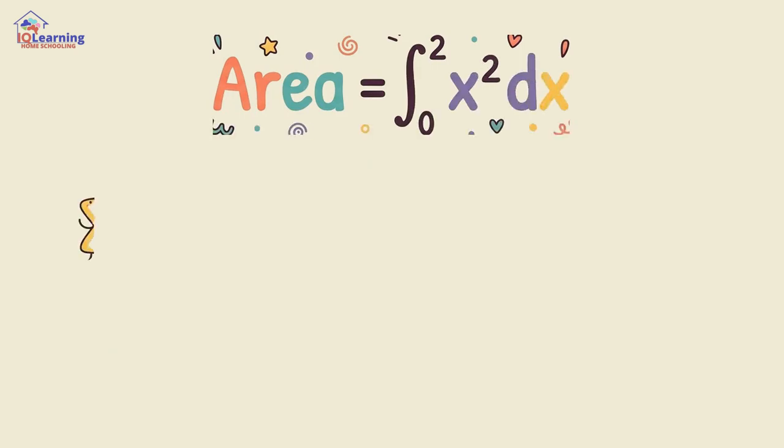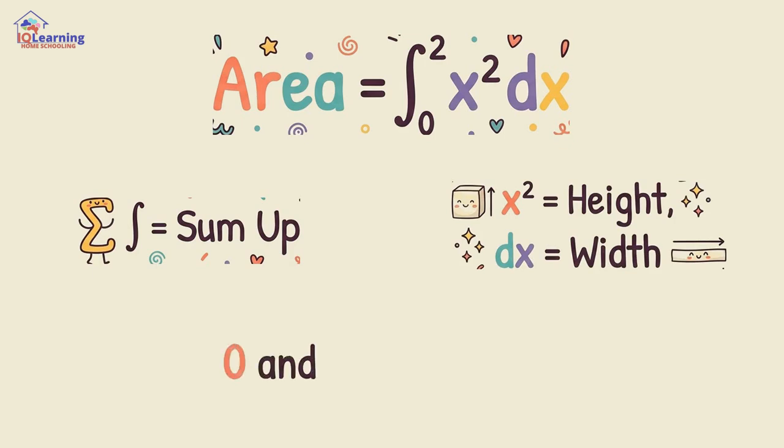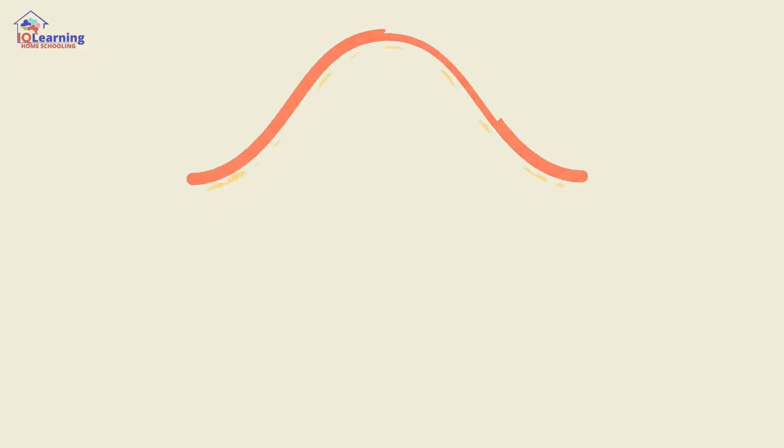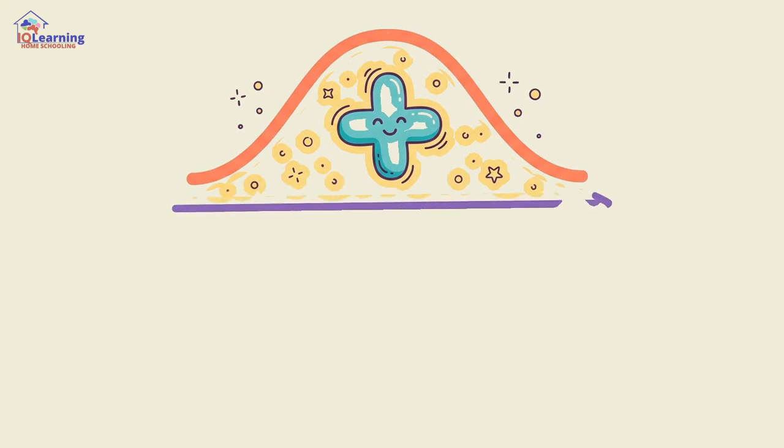Every part of this notation matters. The integral symbol means sum up. The x squared gives the rectangle heights. The dx represents tiny widths, and the numbers 0 and 2 are the left and right boundaries. Because x squared stays above the x-axis on this interval, every rectangle has positive height, so the area will be positive.